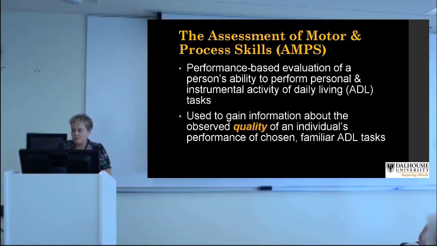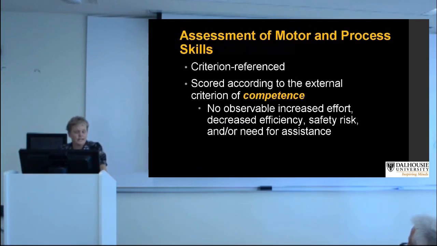So the assessment of motor and process skills is a performance-based evaluation and it's an occupational therapy specific evaluation where we watch a person perform 2 chosen and relevant everyday tasks. And we observe the quality of performance. How that's observed is a criterion referenced assessment where we rate 16 motor and 20 process skills. And they are rated on a scale of 1 to 4.